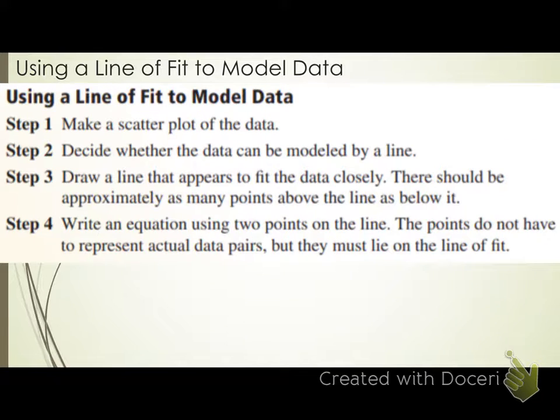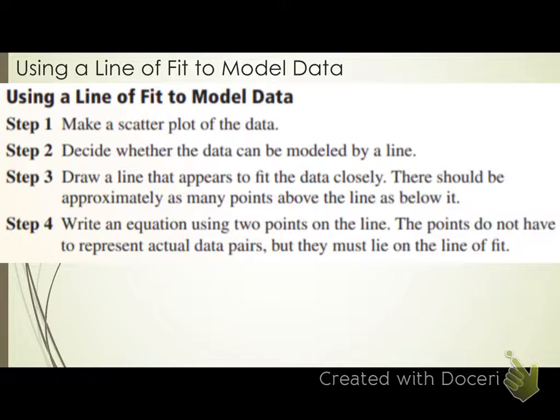So, step 3, draw a line that appears to fit the data closely. There should be approximately as many points above the line as below it. I've done step 3, correct? Now, step 4, write an equation using 2 points on the line. The points do not have to represent actual data points, but they must lie on the line of fit. Do you think we can use actual data points if they are on a line? Yeah. If some of our data points are on our line, we can use them. We just don't have to pick points that are actual data points.